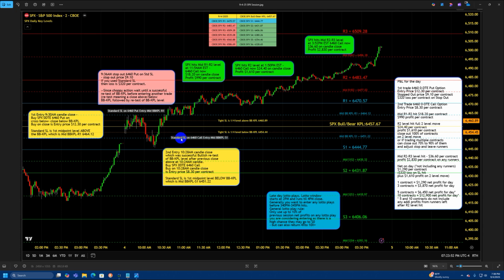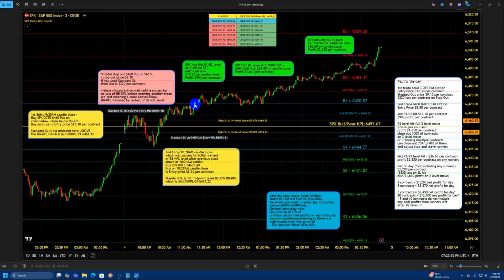Your standard stop loss on this bullish play is the first midpoint level below, which is the mid BBKPL S1, which is 64.51.22. Okay, as you can see here on this particular entry, it did not ever breach the BBKPL again and continued its trajectory upward. So since it did not breach this, the tight stop loss as well as the standard stop loss were never in jeopardy.